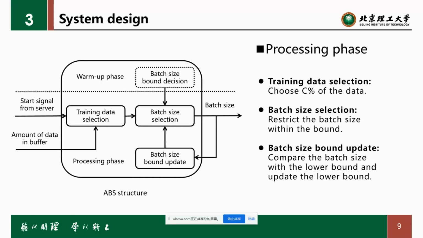An extremely small batch size will have a serious negative effect on the training process. So we introduce the batch size bound update module. The final batch size will be compared with the lower bound. If the final batch size is larger than the lower bound consecutively for k iterations, the lower bound should be increased.